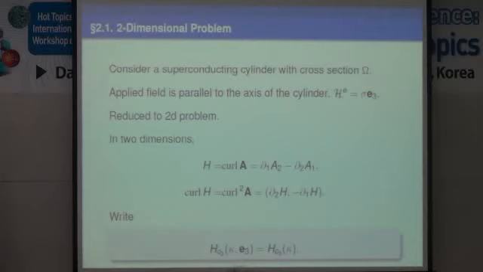When we talk about two-dimensional, actually we mean a cylinder. A cylinder of infinite height with constant cross-section, and you have an applied magnetic field parallel to the axis of the cylinder. Then you reduce everything to two dimensions. In two dimensions, you can also define Hc3 similarly.